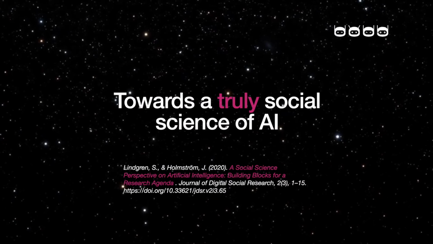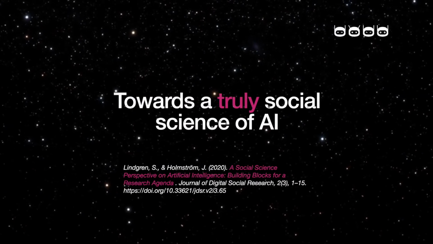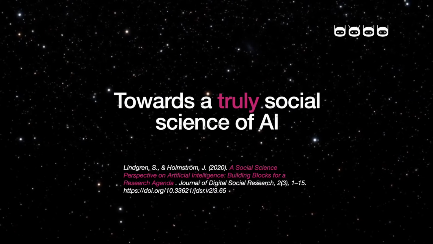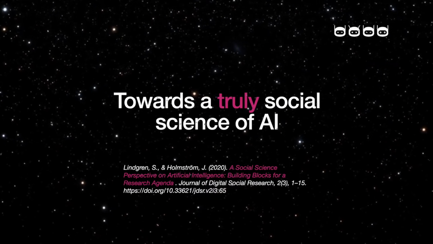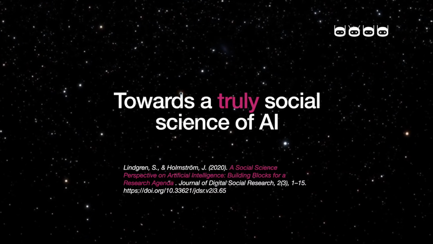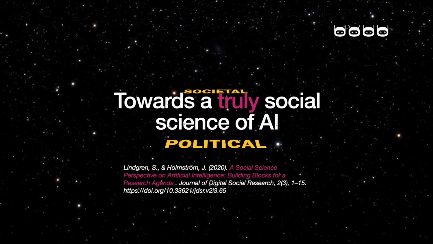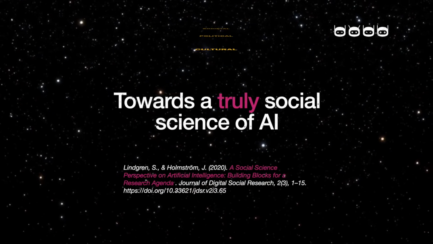So what would a truly social science of AI entail? Well, for one, it can't be too involved in the actual creation of AI technologies. It should focus on AI's social dimensions. And by social, I mean societal, political, cultural. I'll present 3 building blocks.